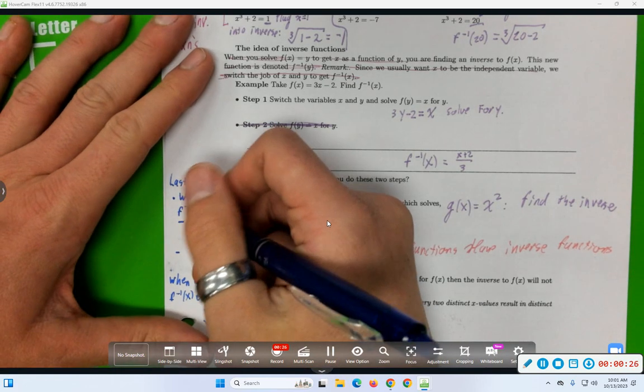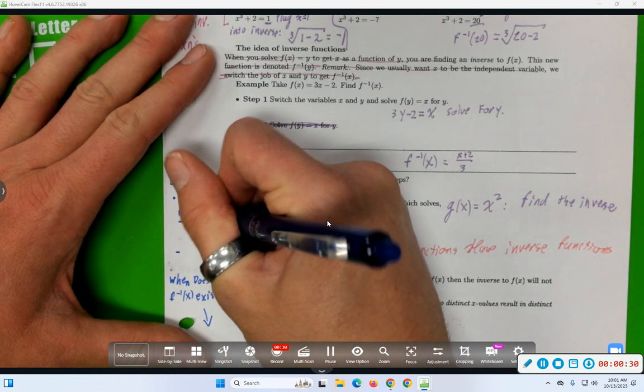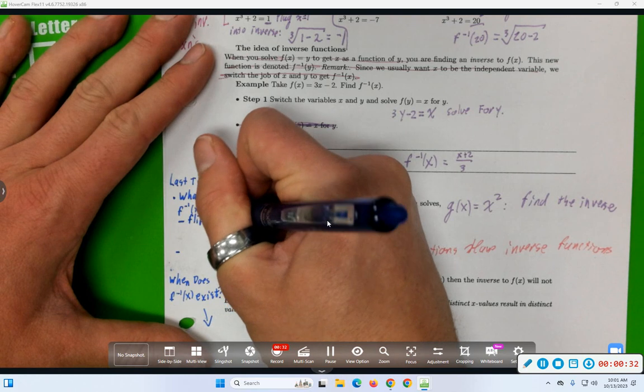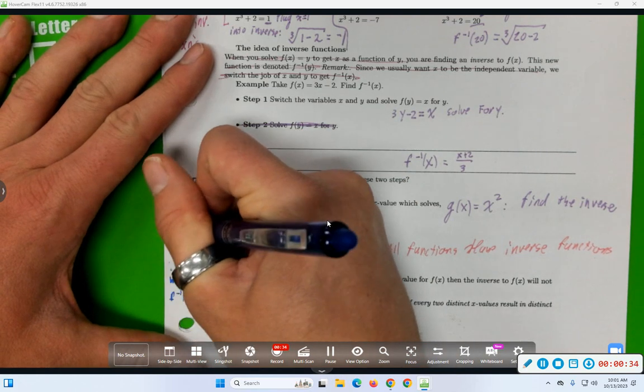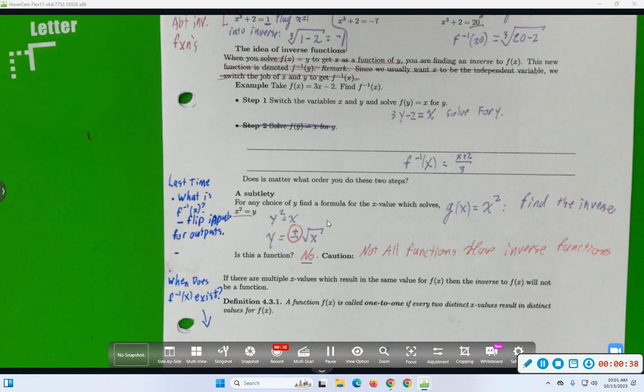So the inverse function is what you get if you flip inputs for outputs. Usually when you think about a function, you think about plugging in an input and getting an output value. The inverse function is what you do if you flip that on its head. You start with the output value and you ask what input value goes to it. There's the idea of an inverse function.